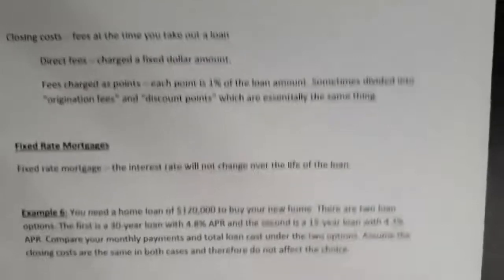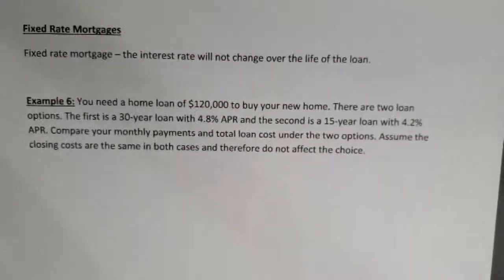So this is ideal. It's a little bit easier to solve. And it's probably what you want if you go pull out a mortgage, depending what the market looks like. This is probably the one you want. But if we're looking at this, you need a home loan of 120K to buy your new home. There are two loan options. There's a 30-year with a 4.8, and there's a 15-year with 4.2.